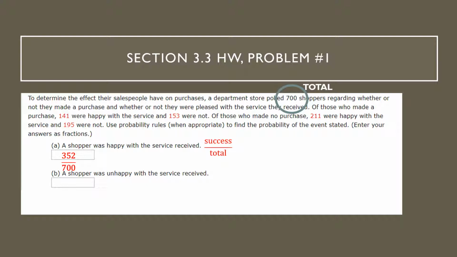All right, so people that were unhappy. It says, of the people who made a purchase, 153 were not happy. And of those who made no purchase, 195 were not happy. All right, so let's add those up. 153 plus 195 is 348. All right, so success over total, our total is still the same. The probability that a shopper was unhappy with the service they received is 348 over 700.